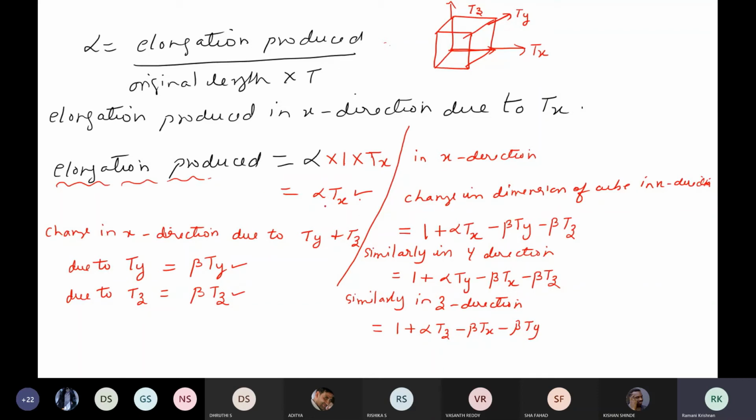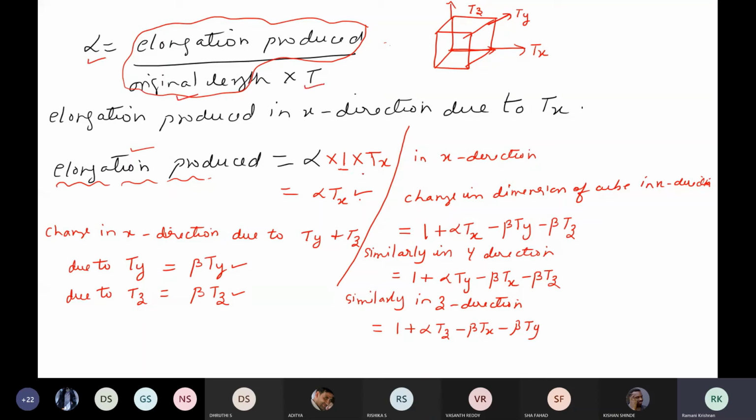Okay, right. Now, you tell me where we were. It's quite simple. Alpha is equal to elongation produced per unit length into T, because this whole thing is strain. So I have to substitute. Let me find out the elongation produced in the X direction. Elongation produced equals alpha into the original length 1, and T is now Tx.